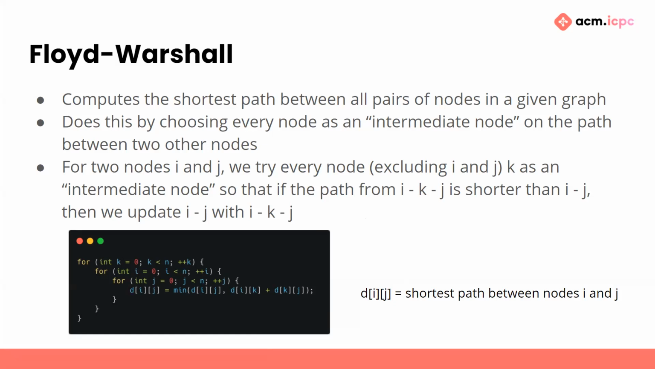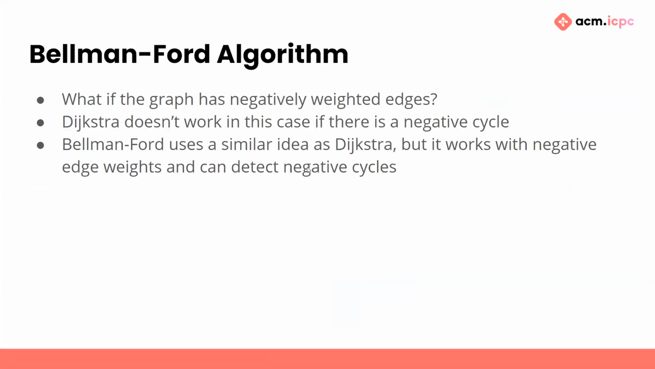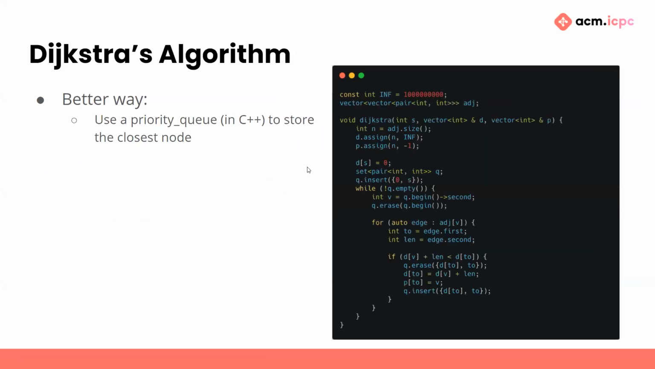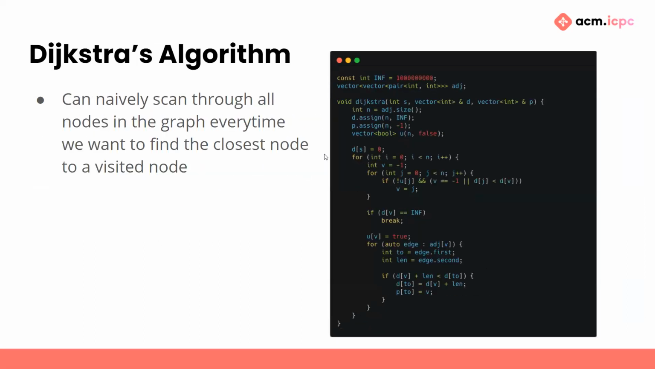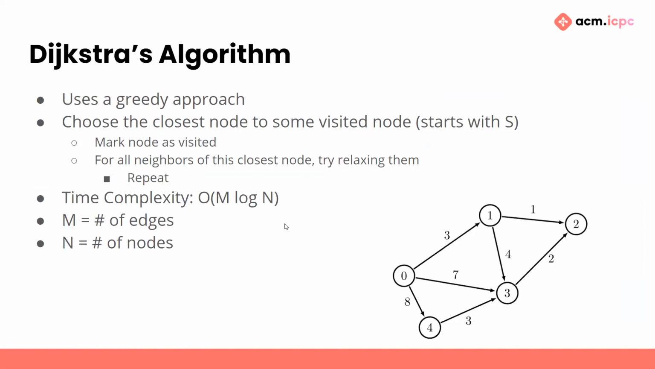But it is actually faster to run Dijkstra's. So going back to Dijkstra's, we can run Dijkstra's from every single node, and that will calculate the shortest path between every pair of nodes. And this is faster than n cubed. If you look at the time complexity, it will end up being nm log n, which is faster than n cubed.